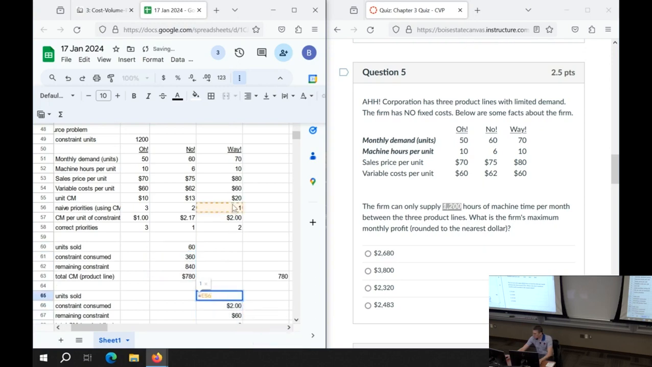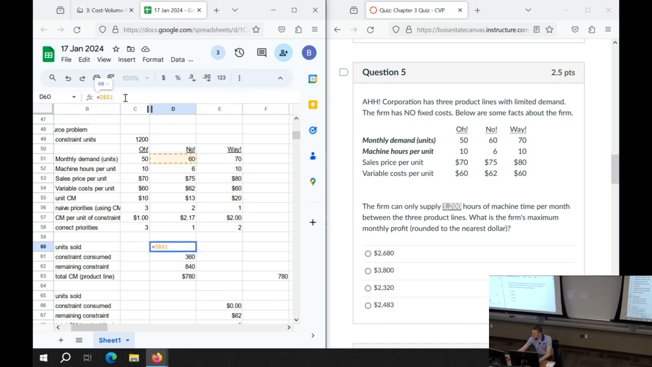It won't. I didn't make any of this absolute. Anyway, how about I do that? I want that one to be absolute. I want that to be absolute. I want that to be absolute. So let's try that.